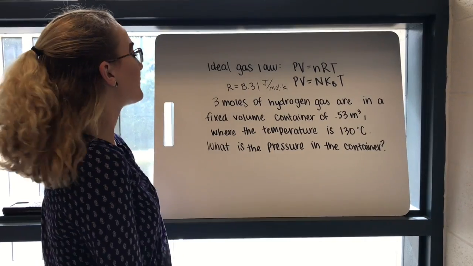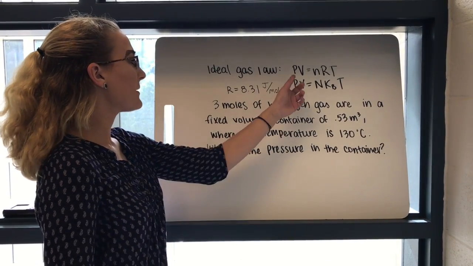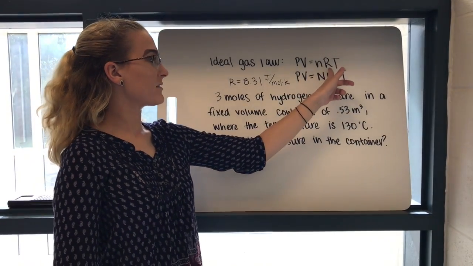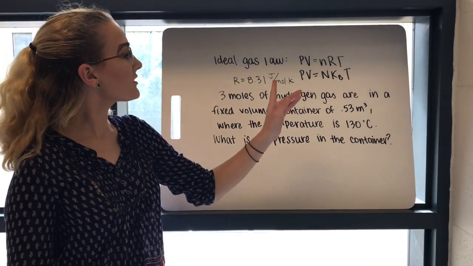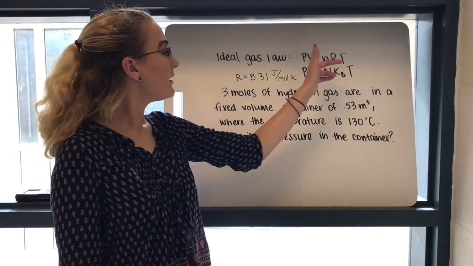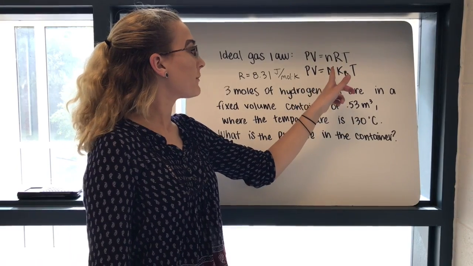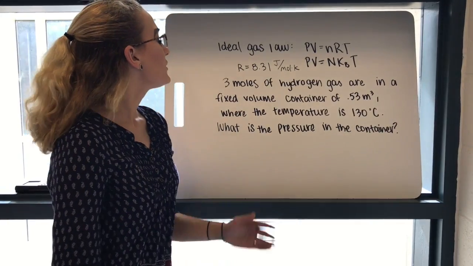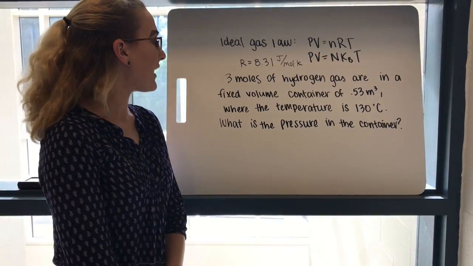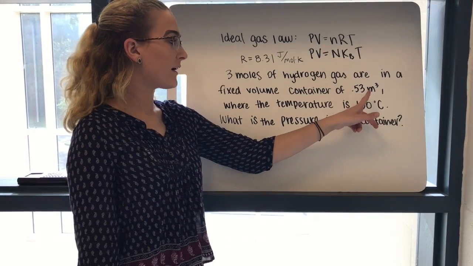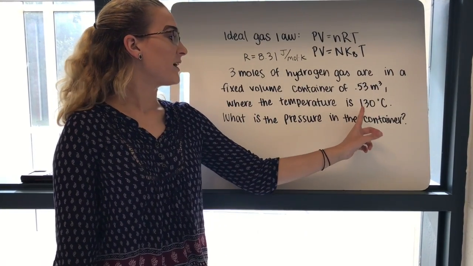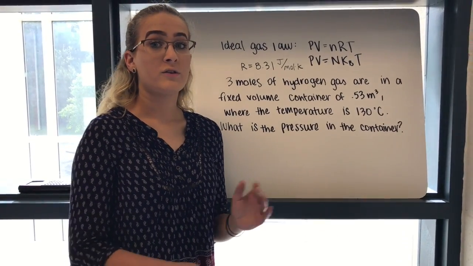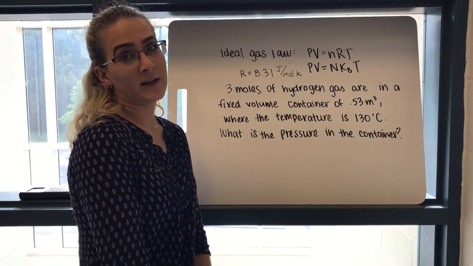So let's work through an example. For the ideal gas law, we have PV equals nRT, the pressure times the volume equals the number of moles, the gas constant, and the temperature. We also have PV equals NkBT. That one's the pressure times the volume equals the number of molecules times the Boltzmann constant times the temperature. So for this example, 3 moles of hydrogen gas are in a fixed volume container of 0.53 meters cubed where the temperature is 130 degrees Celsius. What is the pressure in the container?